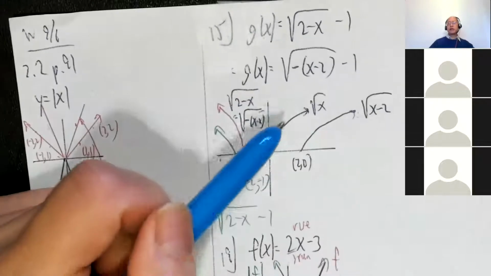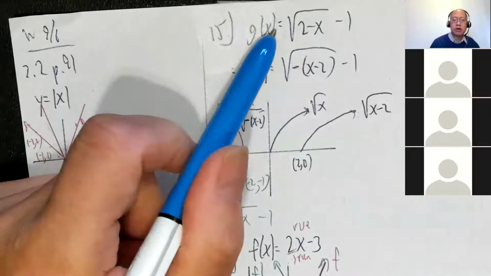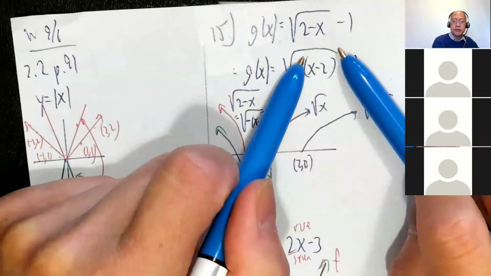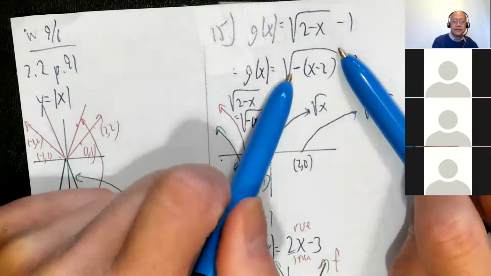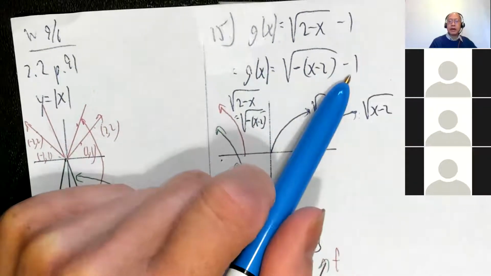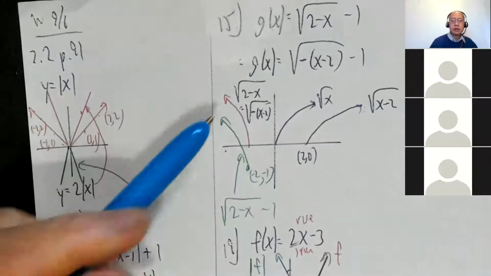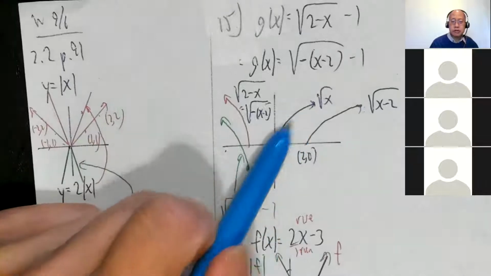All right, so here's the progression. I go from square root of x to that, to negative that, and then minus 1. So I've got all these functions going on. All right, so here's the original square root of x.